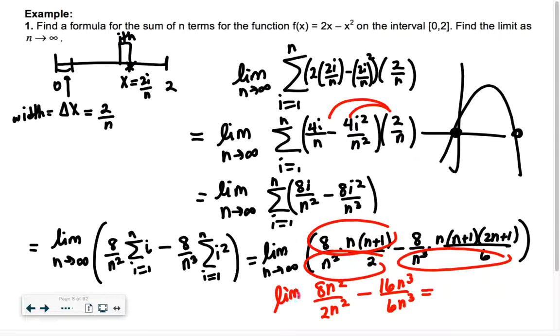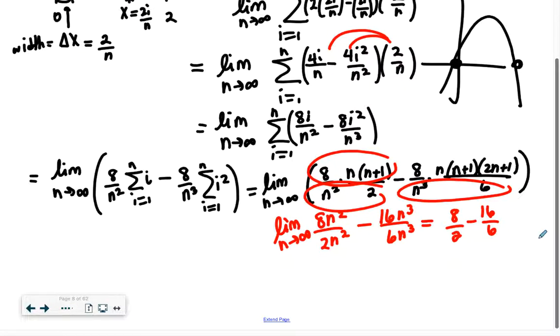So as I take my limit as n goes to infinity, I end up getting 8 over 2 minus 16 over 6, which is 4 minus 8 thirds. So 12 thirds minus 8 thirds. So the answer is 4 over 3, yes. Okay, does that make sense?